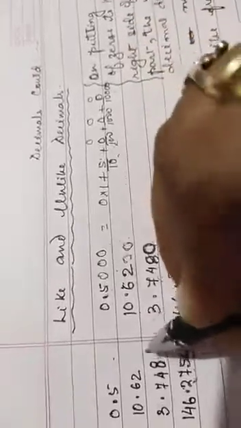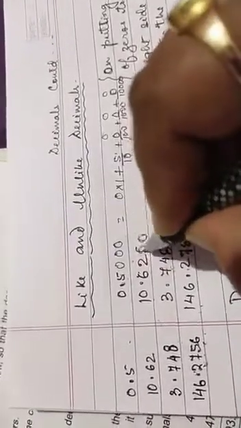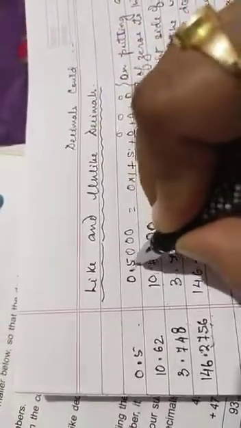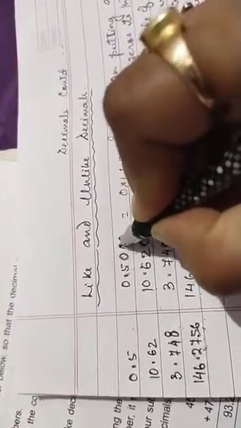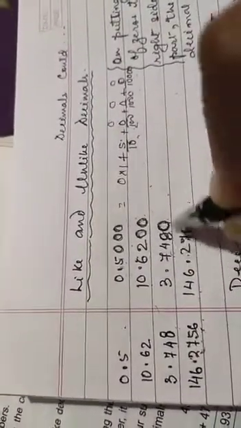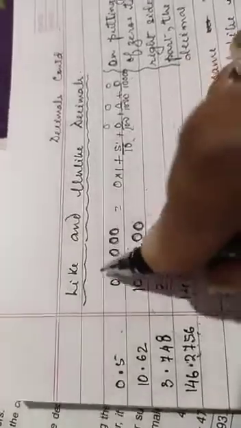7480. This is 10.62. I add 2 zeros to it. And then 0.5, I added 3 zeros to it. Now these became equal number of decimal places. See, 4, 4, 4, 4. But the value has not changed.